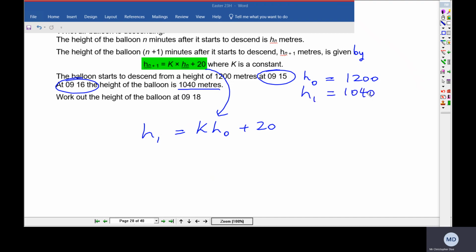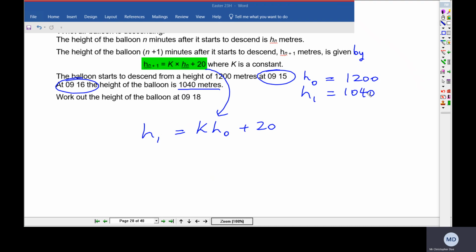Can we just check that's right? Do you agree? 1 minute later in the question, the balloon has dropped from 1200 down to 1040 meters. Happy with that? That information's right or not? Yeah. And we've got a formula.